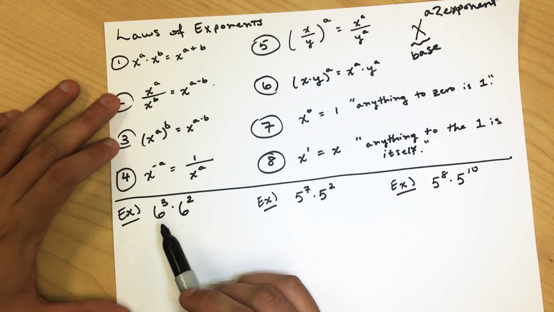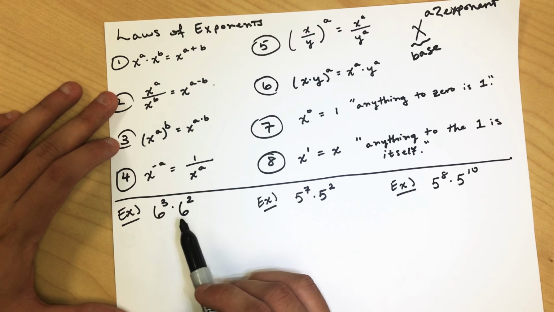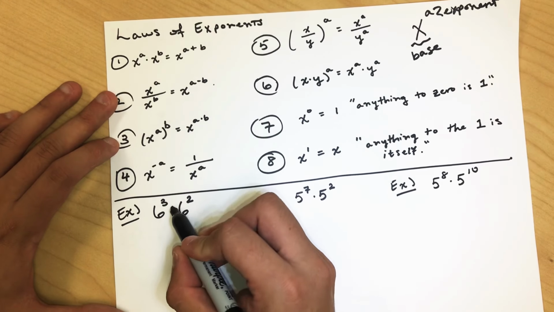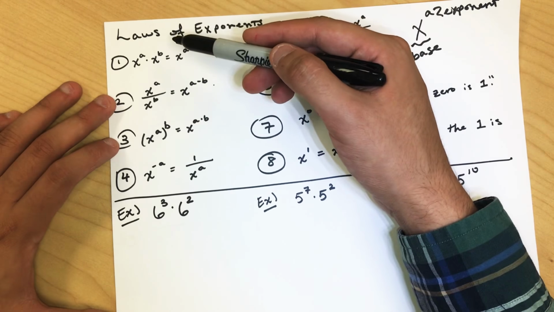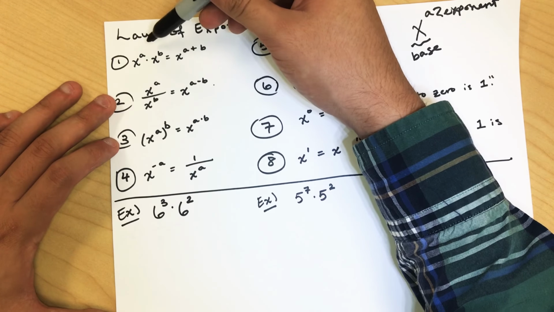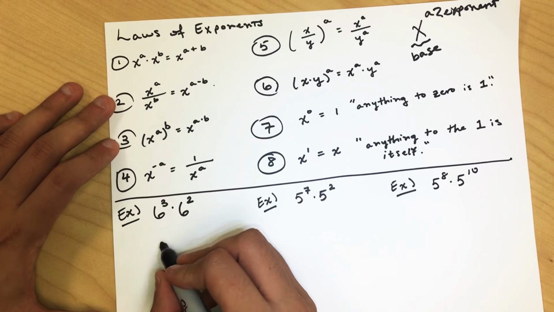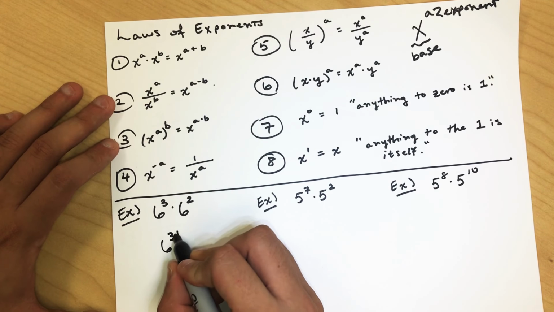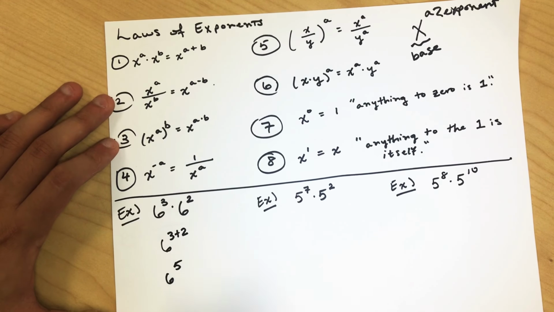First things first, we look to see if we have the same base. In this case, we do. The base here is 6, okay? And we're multiplying, right? So we can go ahead and look at law number 1. What does law number 1 say to do? Law number 1 says if you're multiplying with the same base, all you have to do is add the exponents. So 6 cubed times 6 squared, you get 6 to the 3 plus 2, but 3 plus 2 is 5, so you just get 6 to the 5. Okay, it's that easy. All right.